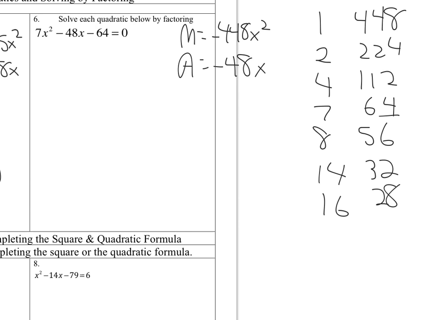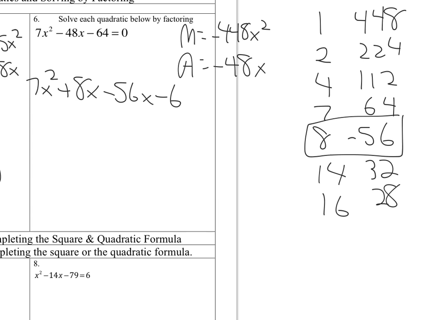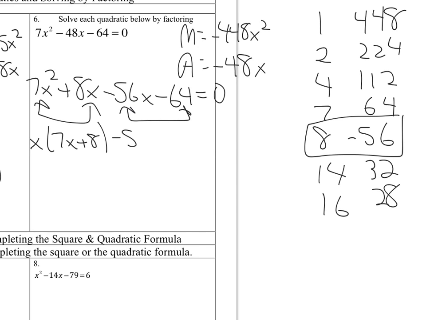So I see them right here. Make that a negative. So 7x squared plus 8x minus 56x minus 64 equals 0. Group, look at those two and say, I can take an x out. Group, look at those two, and I can take a -8 out.